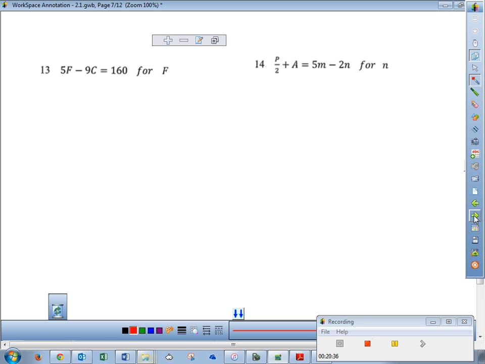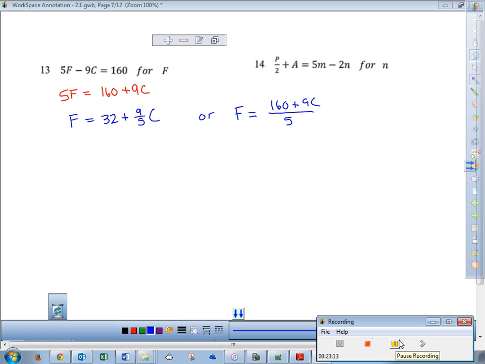Let's see how good you are. Try number 13 on your own, then you can check back with me. First move is to add 9c to both sides. Second move is to divide every term by 5. I like to do individual terms, especially when 160 divided by 5, really nice.